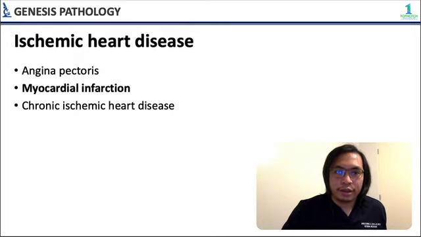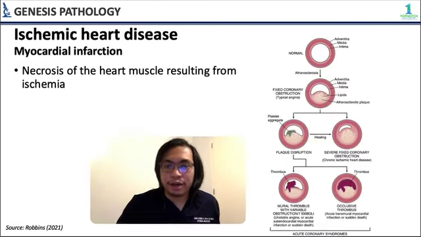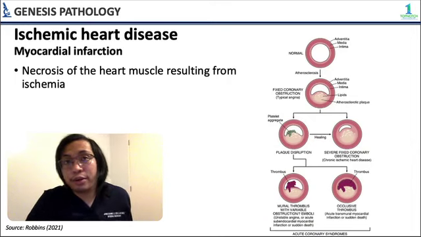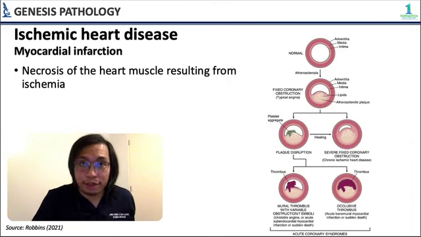So, another form of your ischemic heart disease is your myocardial infarction. Here is where your NSTEMI and your STEMI come in. Okay? So, in myocardial infarction, your blood vessels, your coronary arteries, are blocked, and blood can no longer enter the heart. This will cause necrosis of the heart muscle resulting from ischemia.